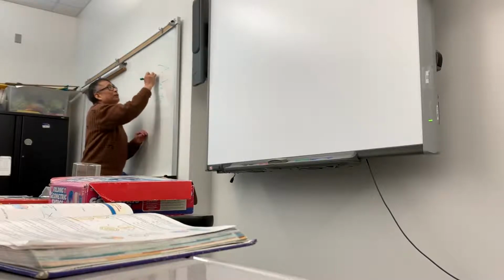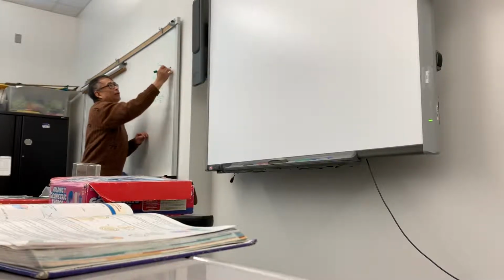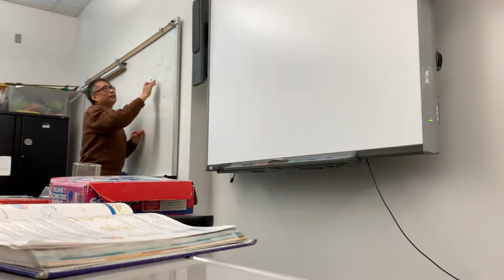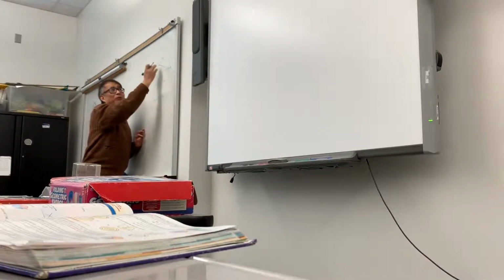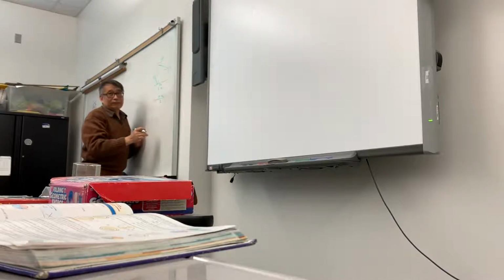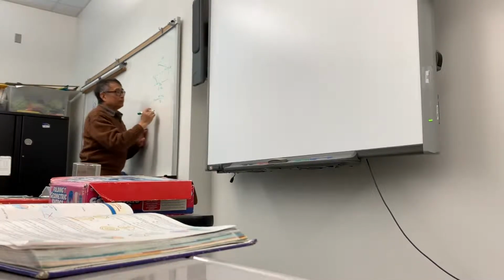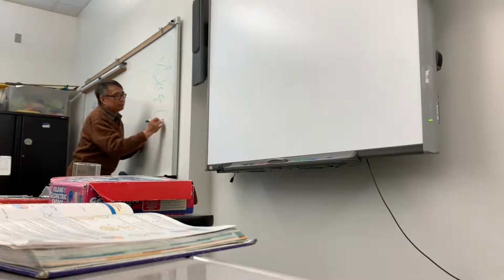How to get the formula? Because I told you before, diagonal 1, diagonal 2, the product is what? Double the area inside the kite. So divide by 2.